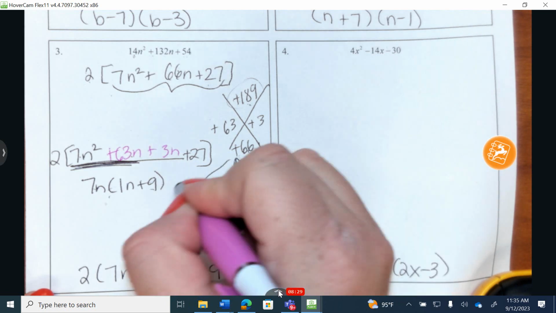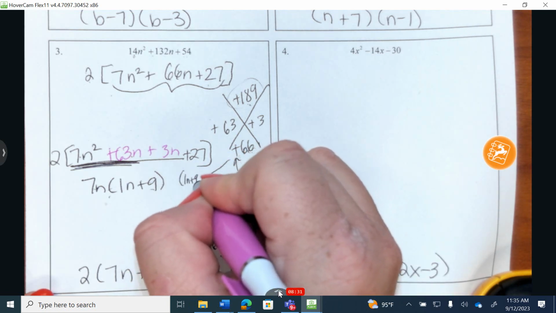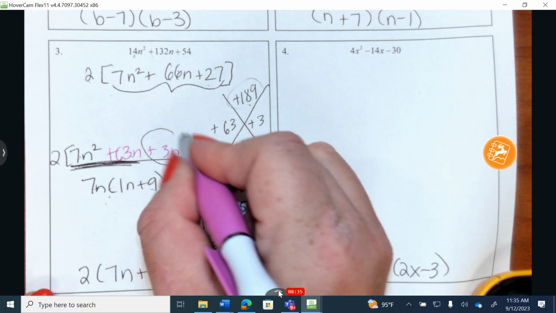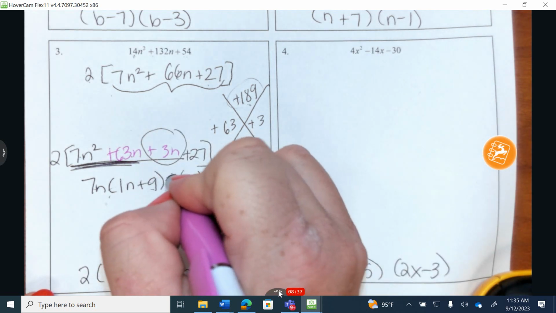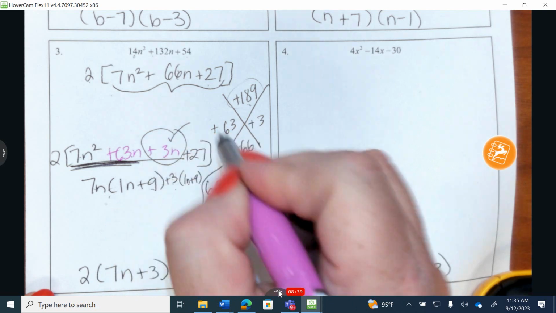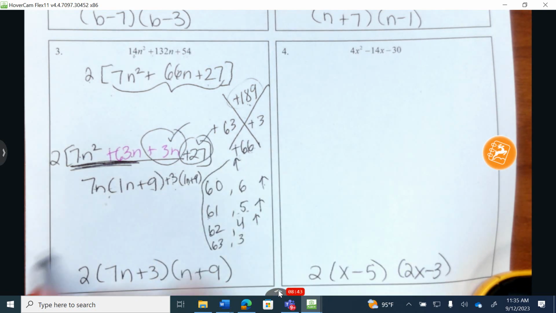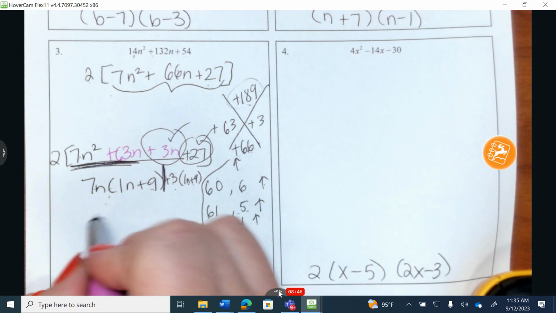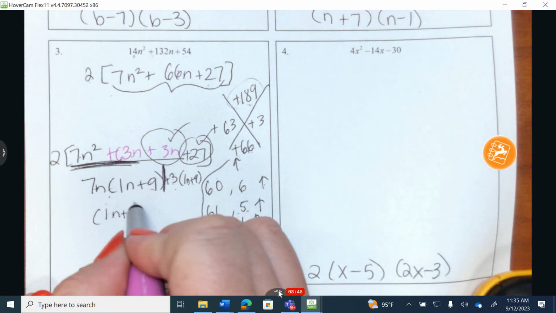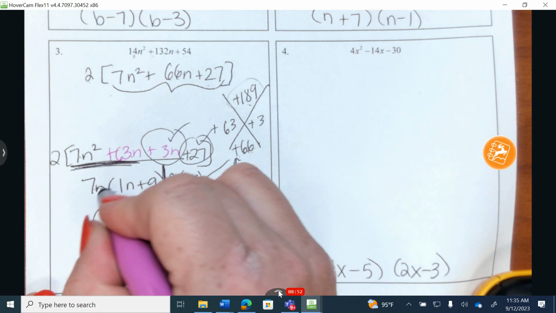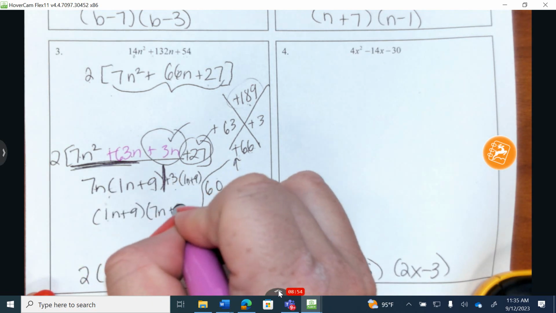Ooh, it's getting kind of messy here. I'm going to write 1n plus 9, and I want to know what number times 1 gives me a positive 3n. Positive 3. When I distribute, I get a positive 3. And positive 3 times positive 9 is a positive 27. So they both contain a 1n plus 9. It's not necessary for you to put a 1 in front if you don't want to. And then in front of the first is a 7n, in front of the back is a positive 3.